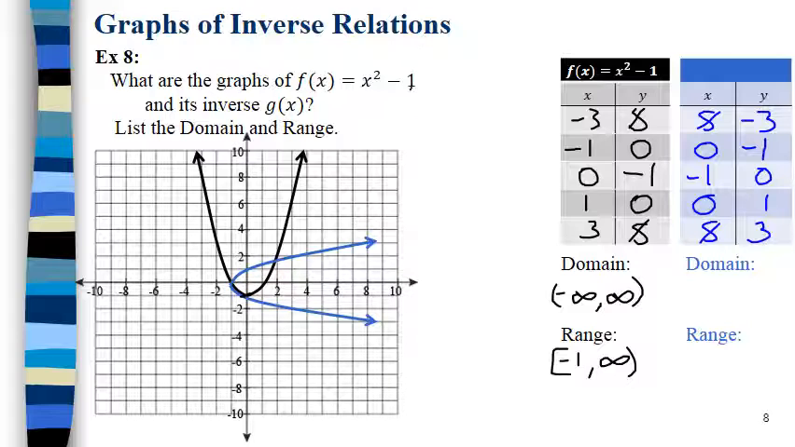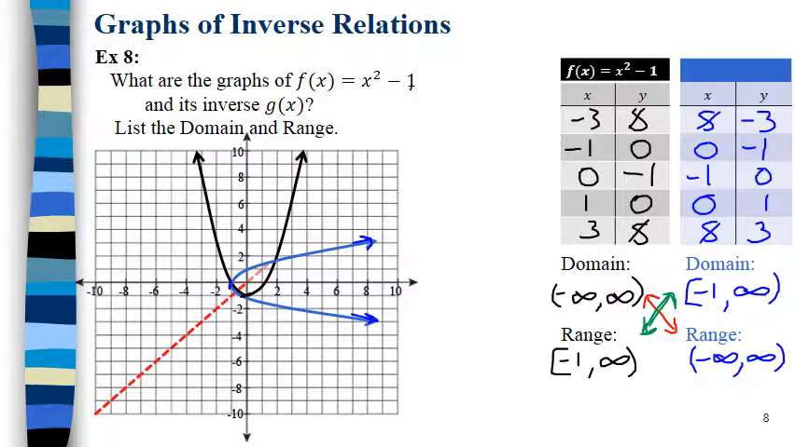That relation does have a domain and range, and specifically, if you look at this, the domain, the x values, start at negative 1 and go off to infinity. And the range here goes down forever and up forever, so the range is all real numbers. And we notice again that the domain of the original function becomes the range of the inverse, and the range of the original function becomes the domain of the inverse. And again, we can see that this is still a reflection across the y equals x line.